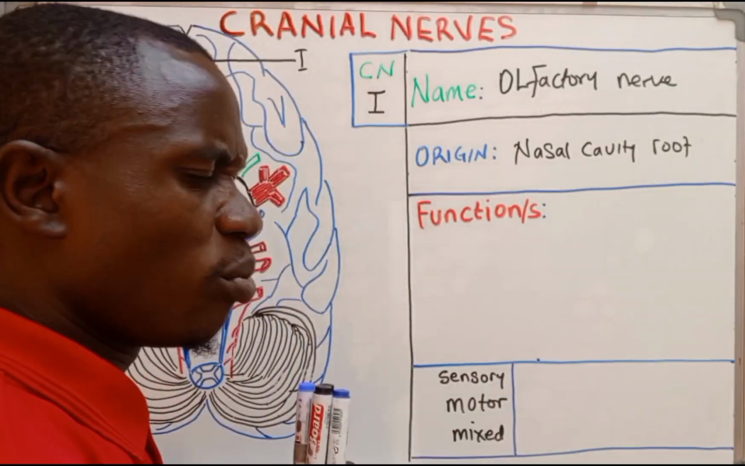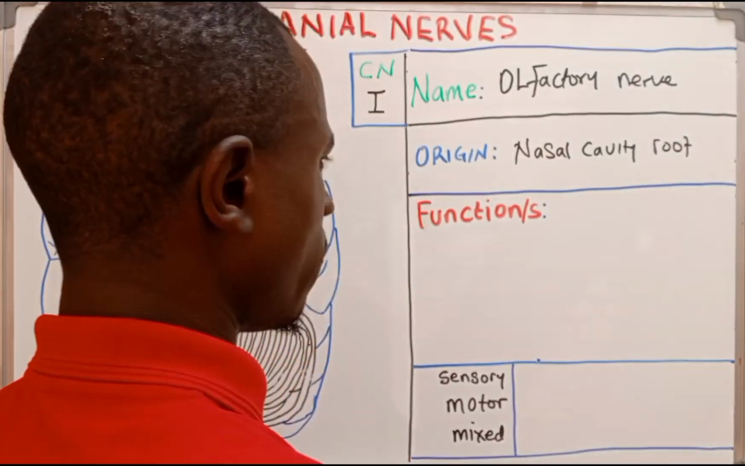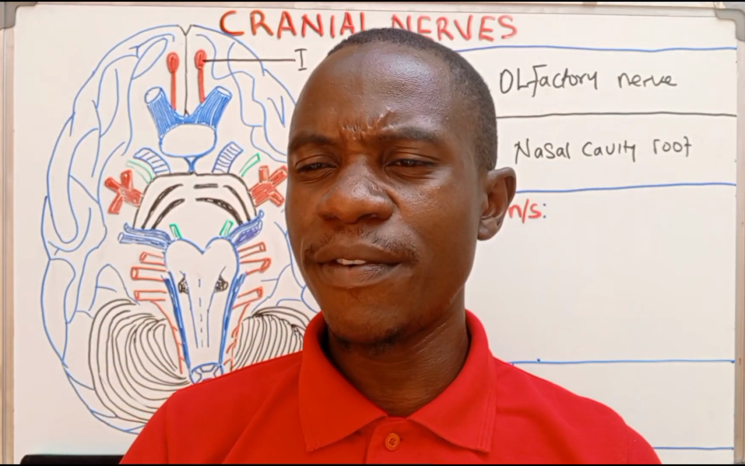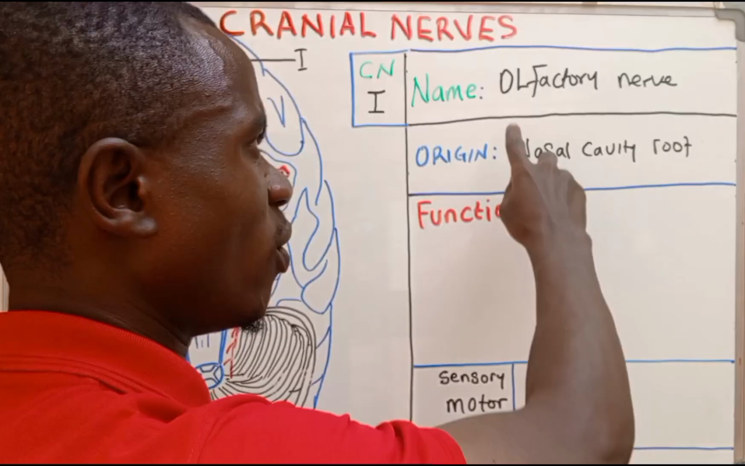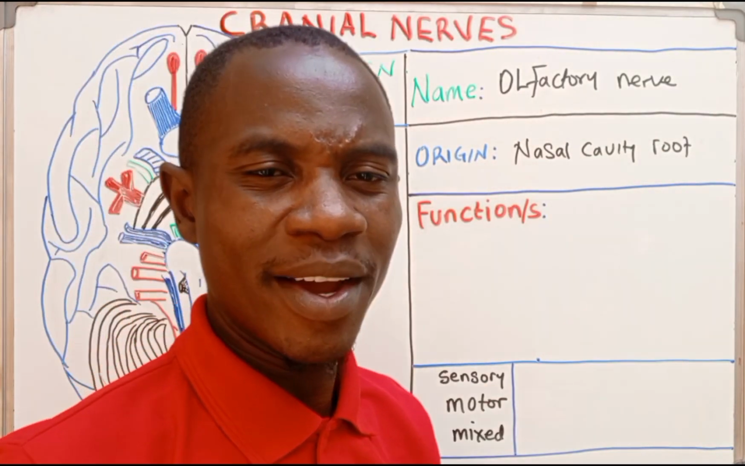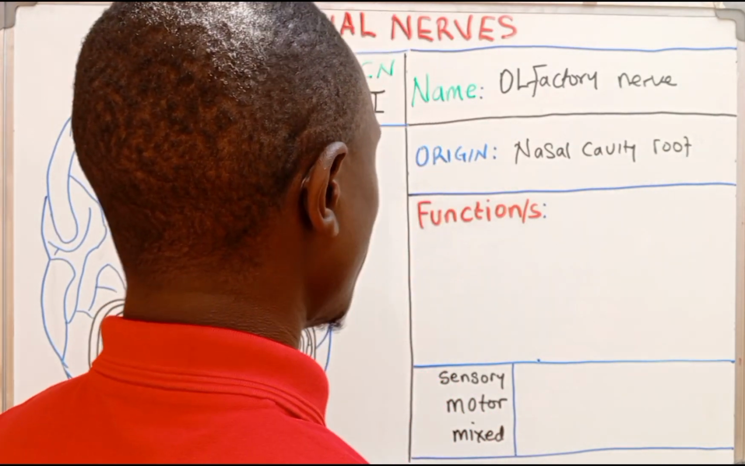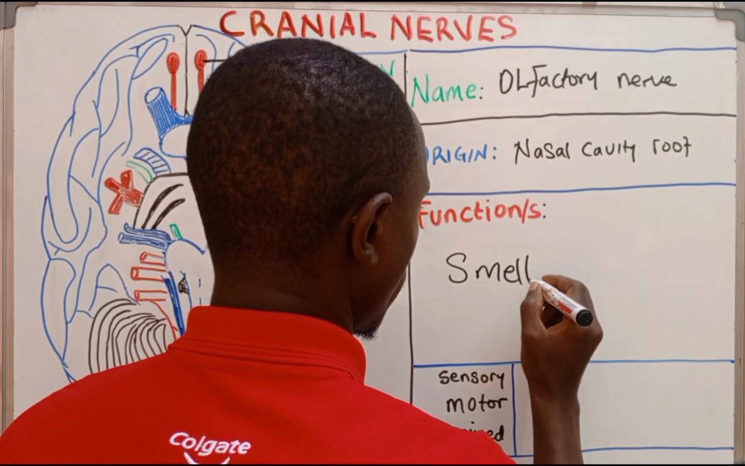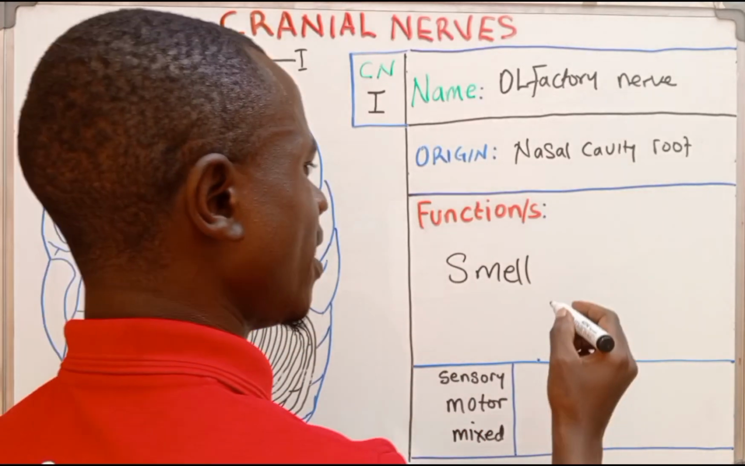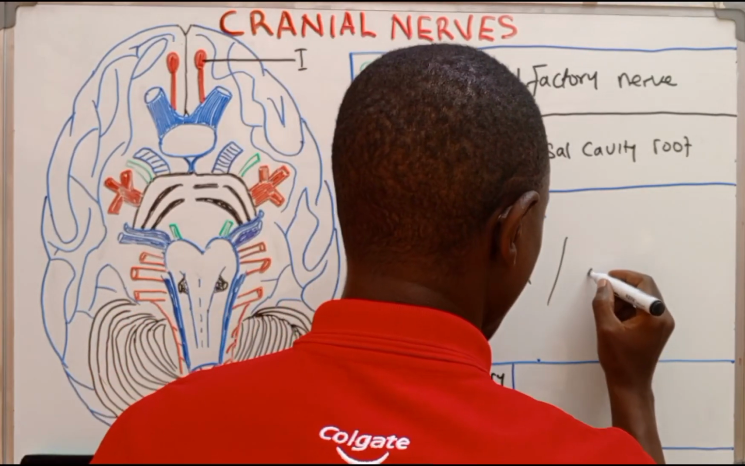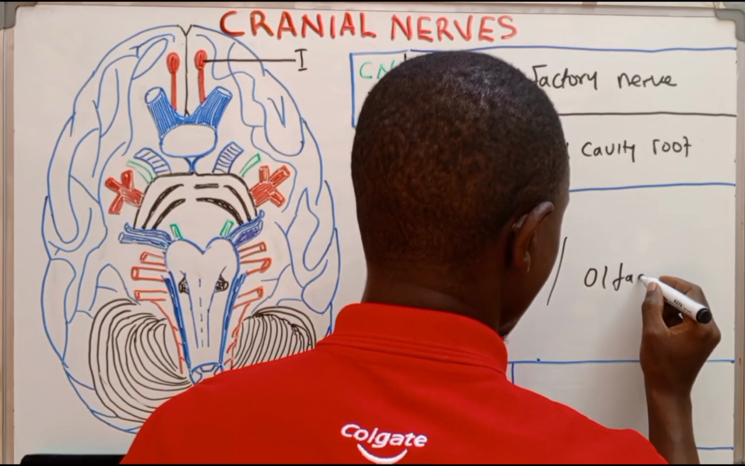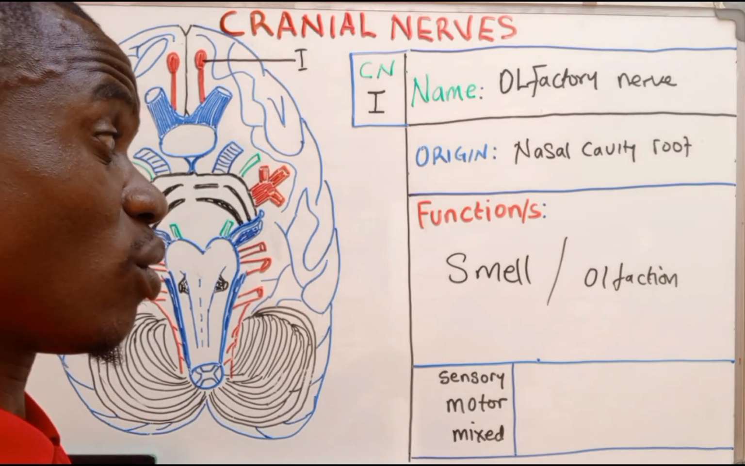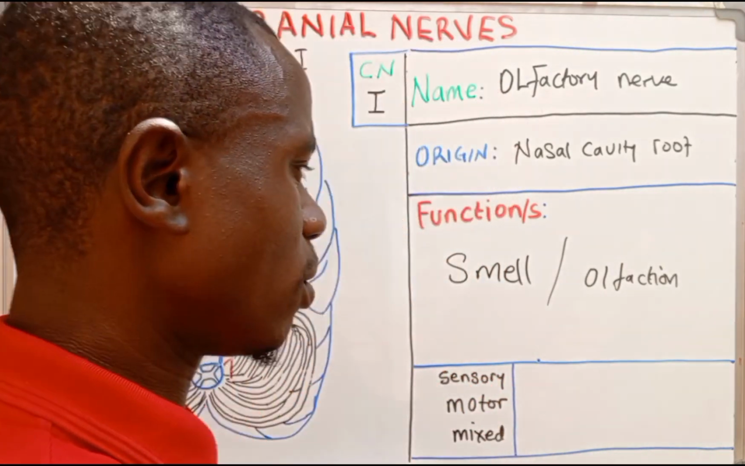So now, what do you think would be the function of the olfactory nerve? Of course, we smell a lot of different odors just because of this nerve we are calling the olfactory nerve. So in that way, we say that the function of the olfactory nerve is smell. But you may find some other technical terms like olfaction. If you find some other sources saying olfaction, it is the same as smell.